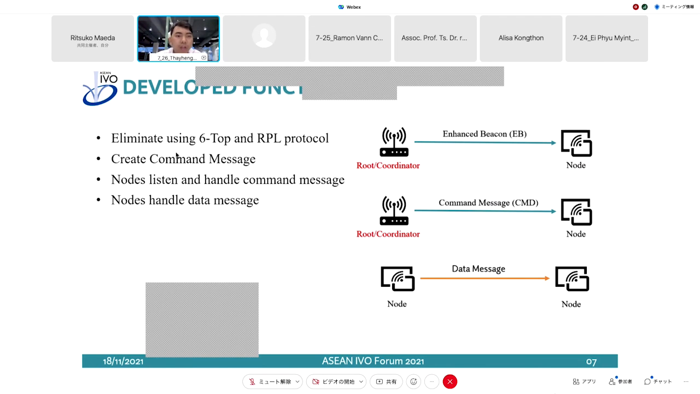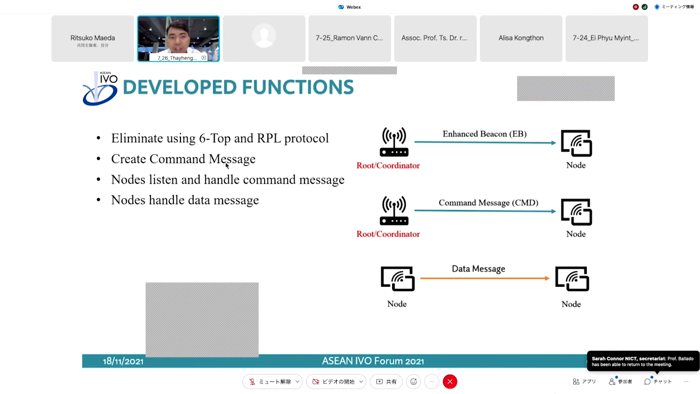To do so, we eliminate the two protocols, and then we create a new type of message. We call it the command message. Its purpose is to handle the data transmission from the root node, to tell the nodes in the network what time they can communicate, and from what node to what node on different channels and so on. So that is the configuration that the root node can send to the normal node.